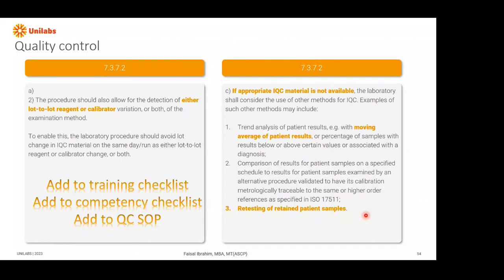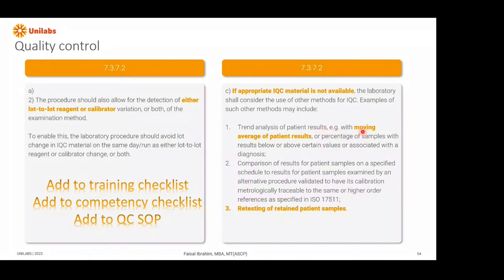So there's a lot of challenges in resource limited settings. And I think the new ISO requirement C will give those resource limited settings options, or plan B. If you have a proper QC in place, you can have an alternative. So 1, 2, and 3 are alternatives for not having a QC: retesting of retained patient samples, comparison of results for patient samples on a specified schedule with the previous result, and trend analysis of patient results with moving average.